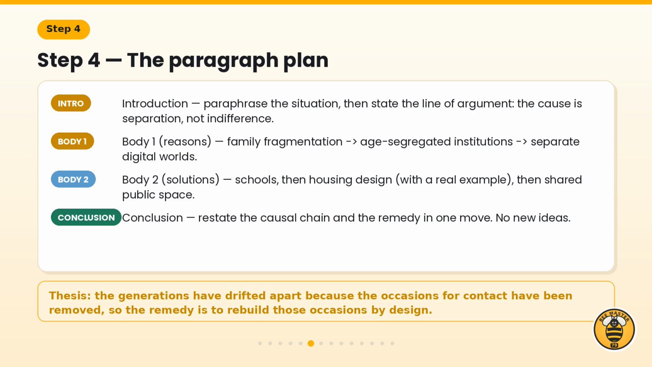Here is the plan. The introduction paraphrases the situation and states the line of argument. The cause is separation, not indifference. Body 1 gives the reasons in a chain: family fragmentation, then age-segregated institutions, then separate digital worlds. Body 2 answers each of those with a matching solution: schools, housing design with a real example, then shared public space. The conclusion restates the causal chain and the remedy, and adds nothing new.